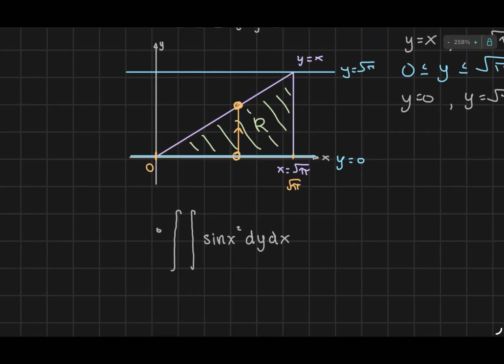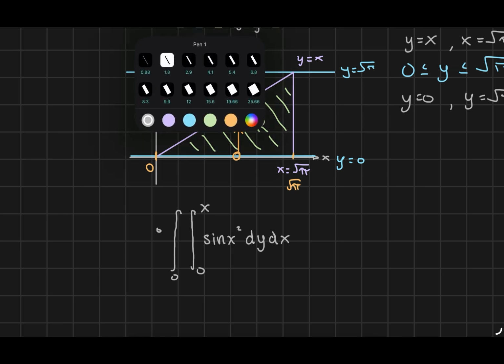And what are our bounds on y? Well, we're going from y is equal to 0 to, what is that? y is equal to x. So our bounds are now going to be from 0 to x. And our bounds on x are going to be going from, well, right here. Let me use my laser pointer. Right here to our square root of pi. So we're going to have 0 to the square root of pi.